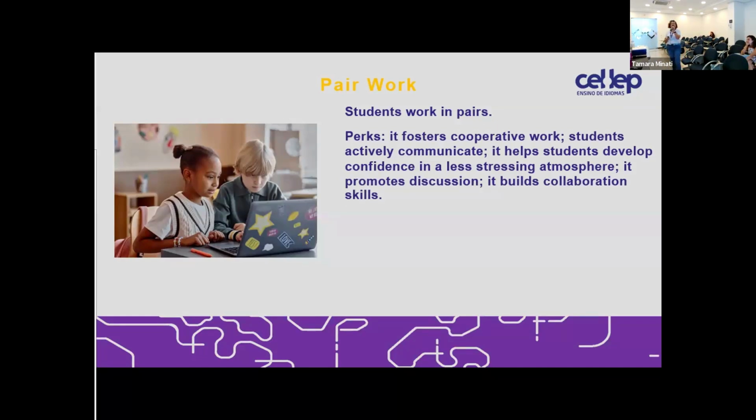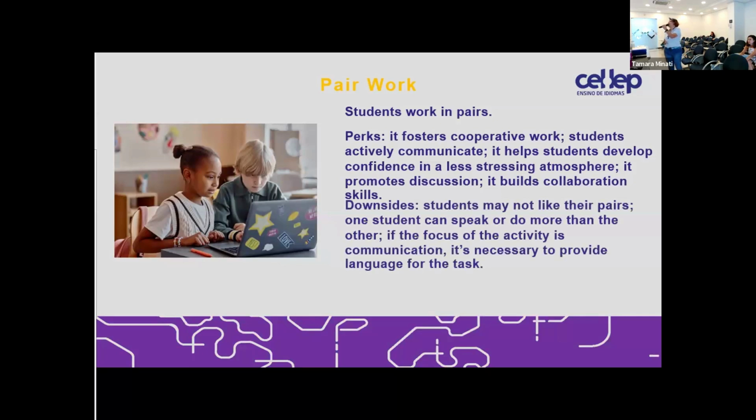Students actively communicate. So this is a moment for them to communicate. And as they are in pairs, the chances of both of them speaking a lot is bigger. It helps students develop confidence in a less stressful atmosphere. So speaking only in pairs is not as stressful as speaking in front of the whole group or maybe in a bigger group. It promotes discussion and builds collaboration skills.